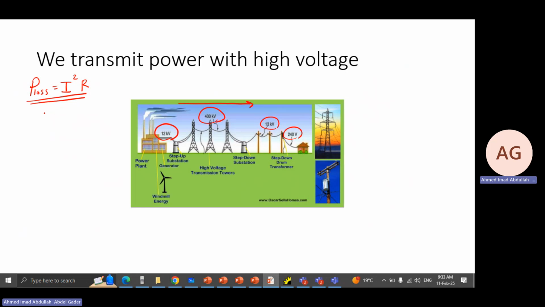There are two ways to decrease the power loss, because power loss is bad. We do not want power loss. We want to mitigate power loss or eliminate if possible. It's either by decreasing resistance, and we discussed how we can decrease resistance, or by decreasing current. And the effect of decreasing current is more substantial than the effect of decreasing resistance. Reason being is we have this squared for current. And the way to decrease current is to increase voltage.